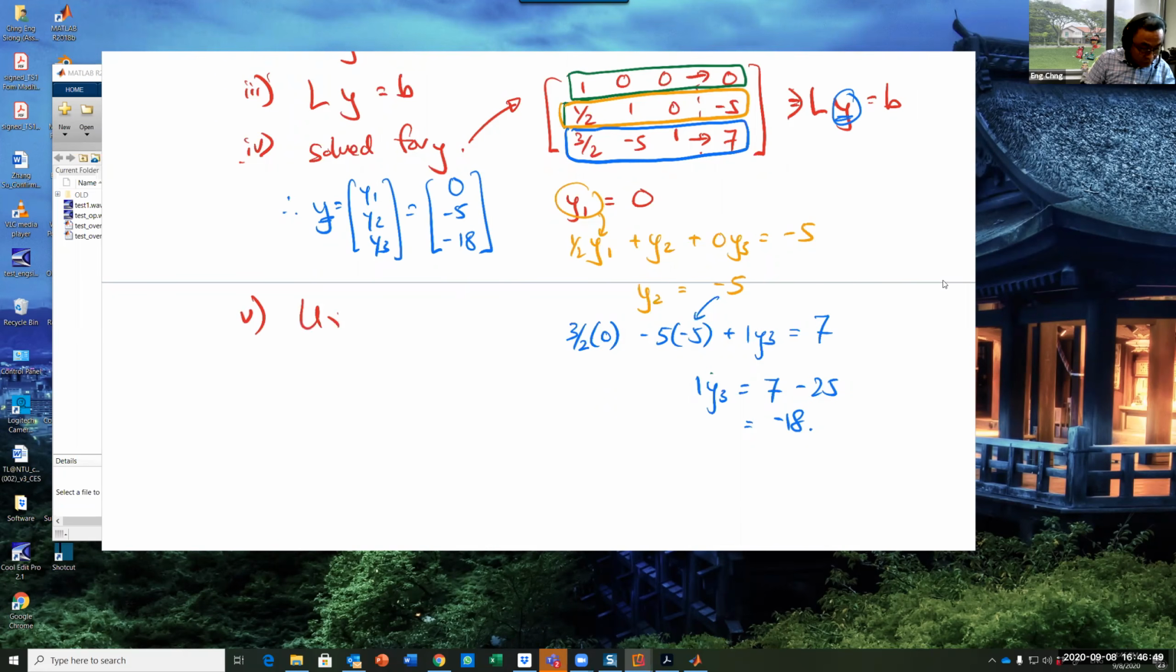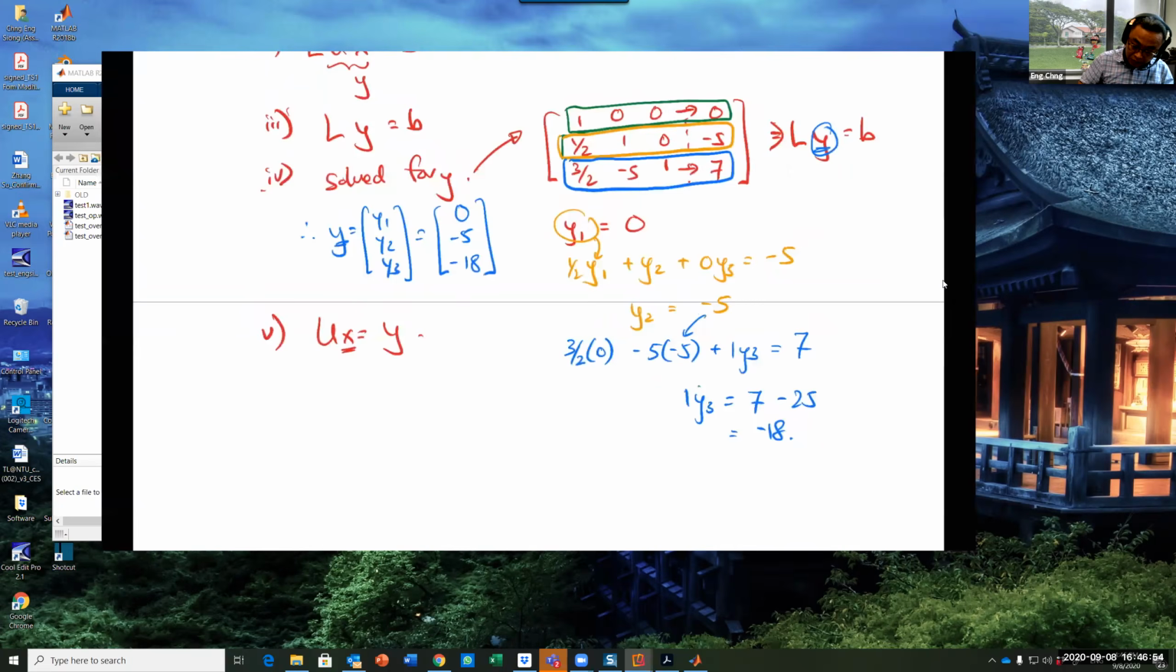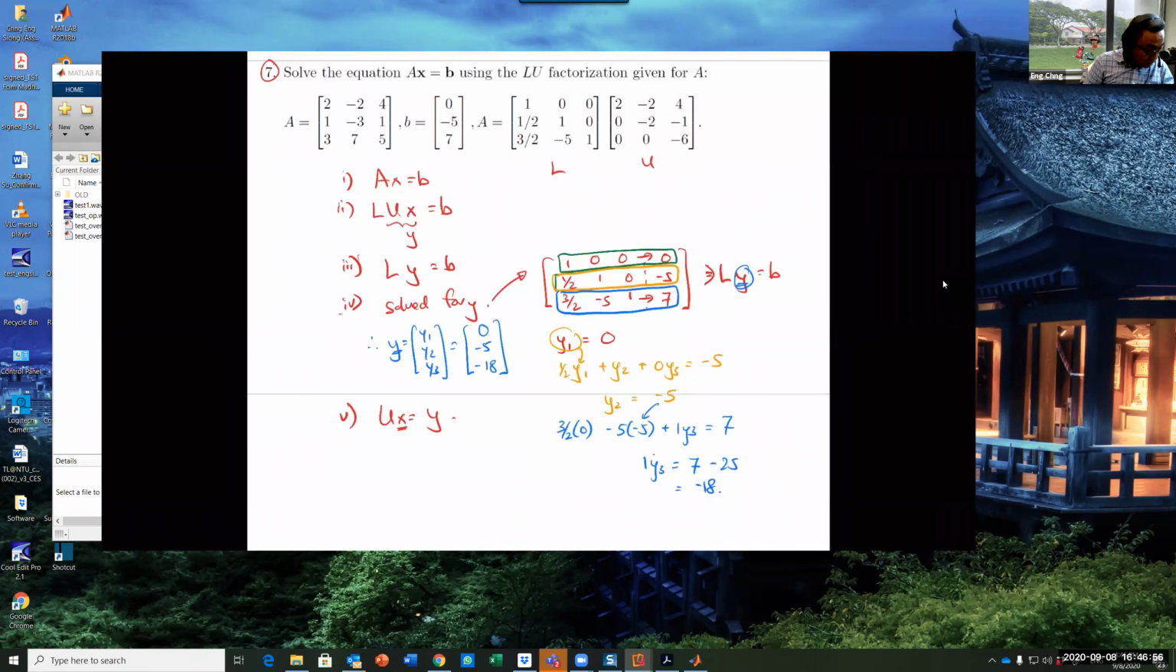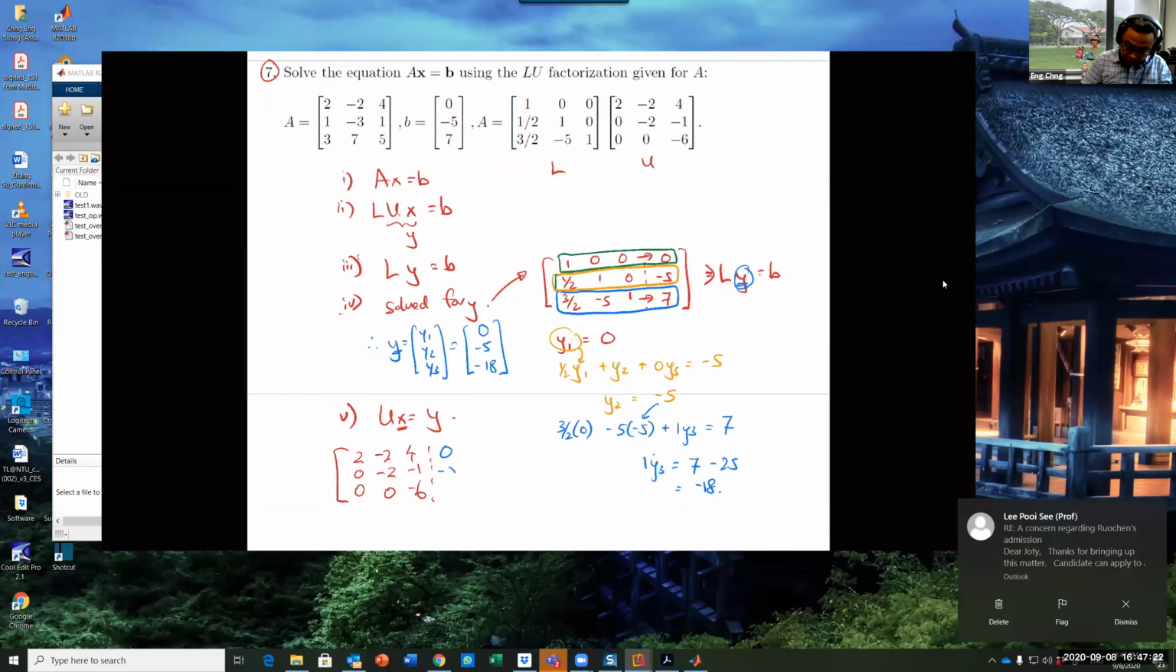Ux equals y, because the whole idea was to find x. What is u? Well, let's look up. So I must copy u first: 2, 0, 0, minus 2, minus 2, 0, 4, minus 1, minus 6. And we put a dash line. Now the right hand side is not b, it's y. I should change the color. And it goes 0, minus 5, minus 18.